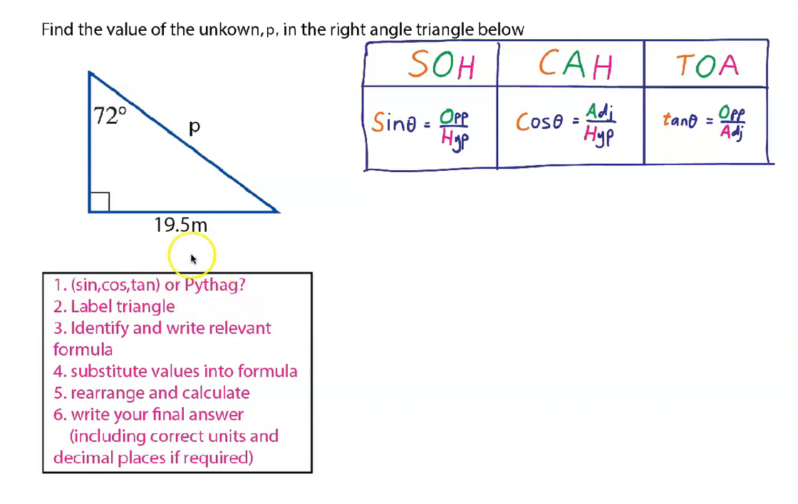If we've used Pythagoras before, we know that we need two sides given to us in order to use Pythagoras, and so it can't be that. So it has to be something else. In this case, it is sine, cosine and tangent.